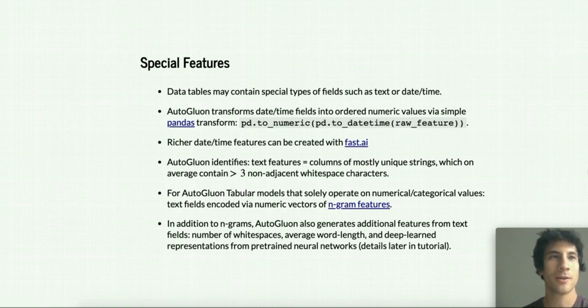AutoGluon also considers special features that are neither numerical or categorical exactly. For example, many data tables contain fields such as text fields or date-time fields. AutoGluon simply transforms date-time fields using a pandas transformation that converts them basically to integers.